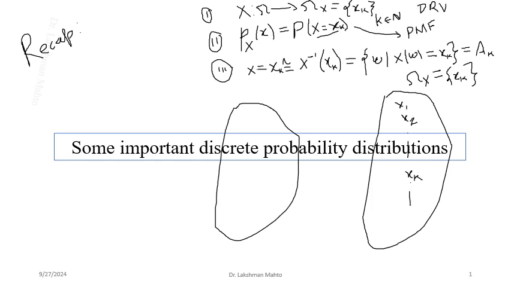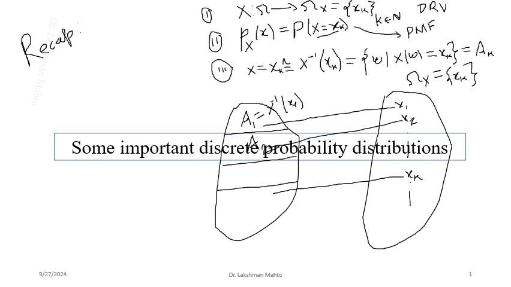So what is the pre-image of x1? We call it A1. It is a pre-image of x1, so it is the inverse image of x1. Okay. Likewise, what is the pre-image of x2? You will call it A2. Pre-image of x2, this one is A2. And what is the pre-image of xk? It is Ak. You will define it. This one is Ak.